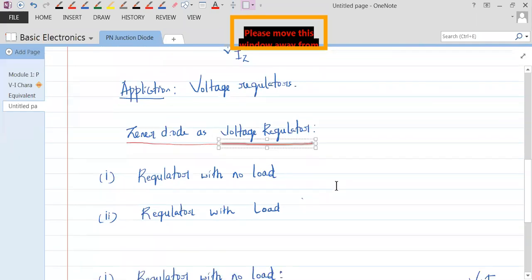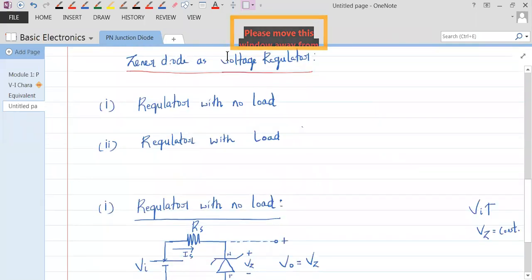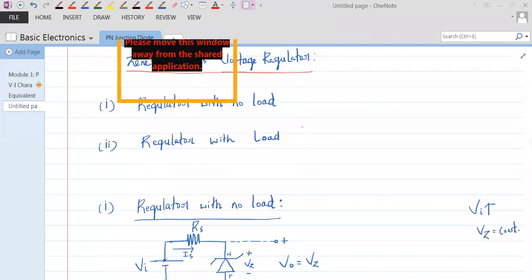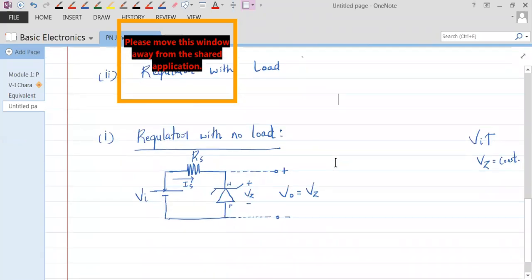Let's look at the Zener diode as voltage regulator. There are two types of voltage regulators wherein we use the Zener diode. One with no load, and another with load. With load and without load are the two Zener diode types. Understand that. So let's see the regulator with no load.